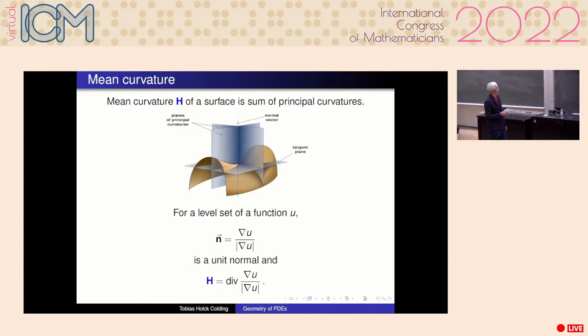So if your surface is the level set of a function u, then the unit normal is the normalized gradient, so the gradient divided by its norm, and the mean curvature is the divergence of the unit normal.